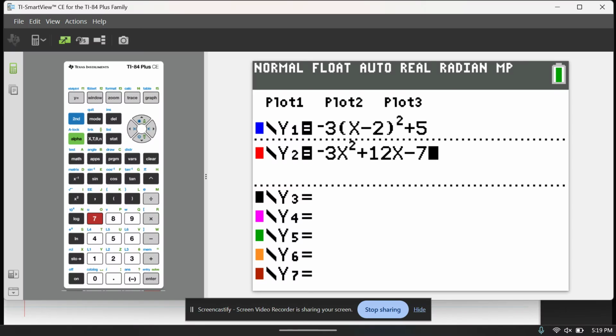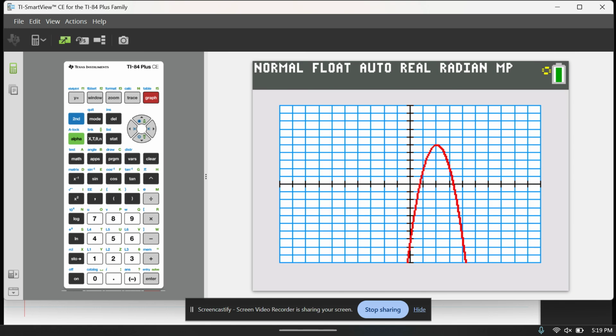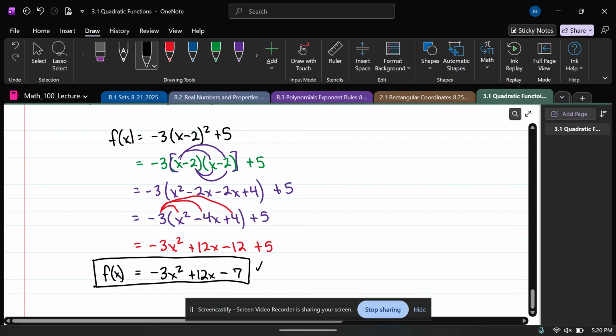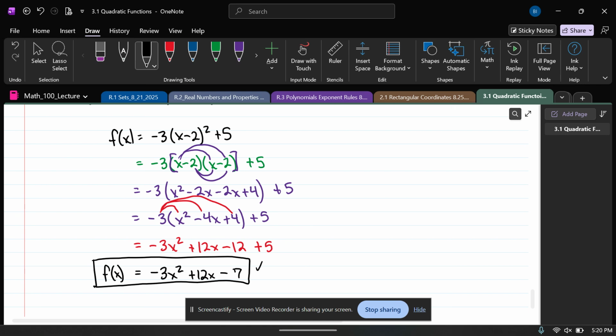If this is the same one, that blue parabola that I drew earlier should turn red. It turned red. That's the same two equations. They match up perfectly. That means I did the math right. Okay. So I checked it, and those are two exact same parabolas, one in vertex form, one in standard form.